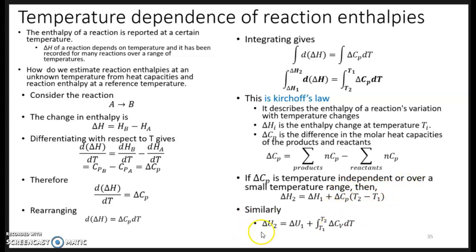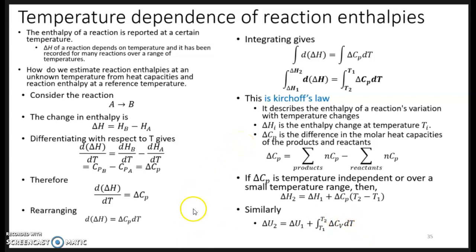Similarly, we have our internal energy, but in this case we have it as Cv, because dU/dT is the molar heat capacity at constant volume.